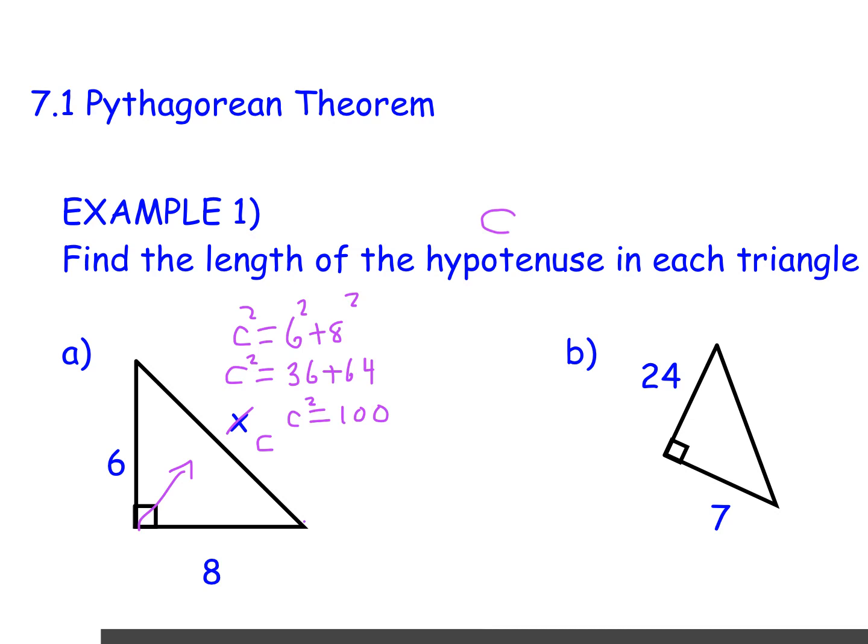What we haven't done yet is we haven't taken the square root. This is C squared. We just want C. And so if we want C, we need to take the square root of 100. So C is equal to 10.